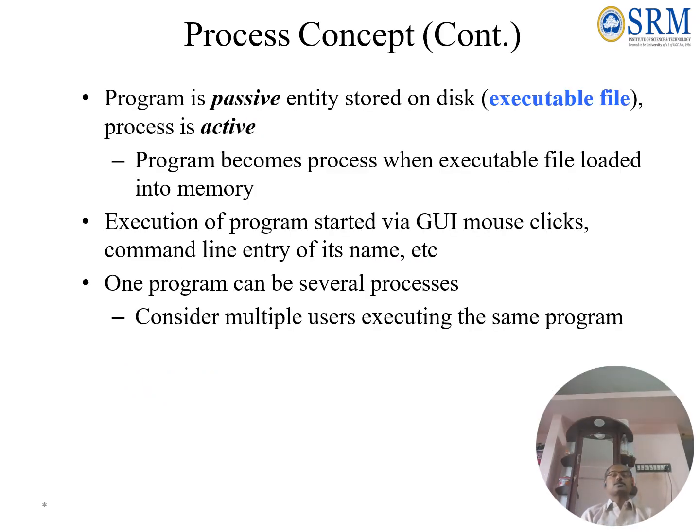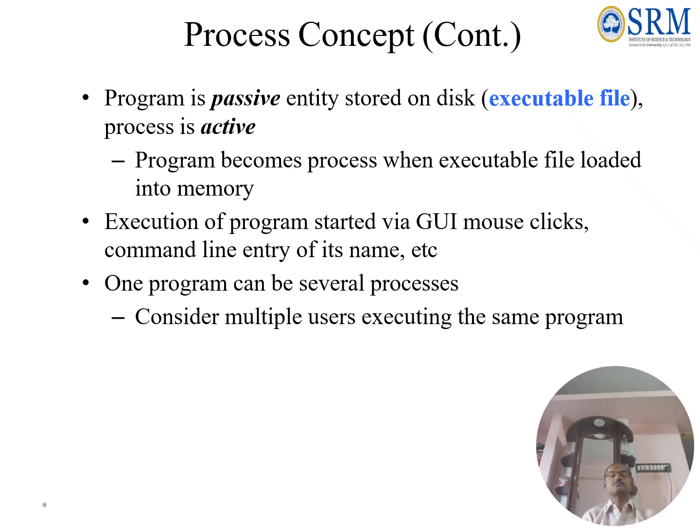Then, a program is a passive entity stored on your disk. That is an executable file, say for example add.c, which you store in the hard disk, is called a program. Whereas if you want to execute that, for compiling and execution, you have some commands. If you give that, the program will come into the main memory and it starts executing. So that is called a process, which is an active entity.